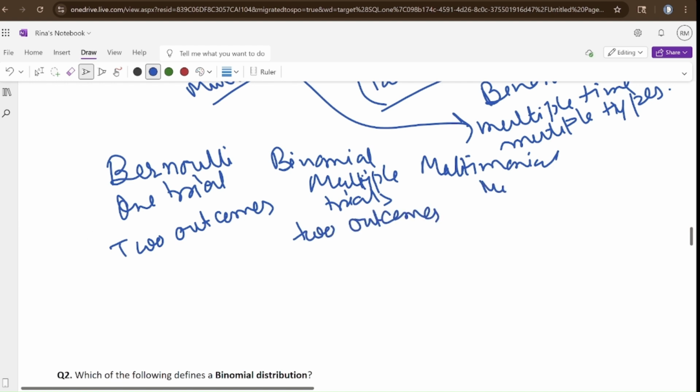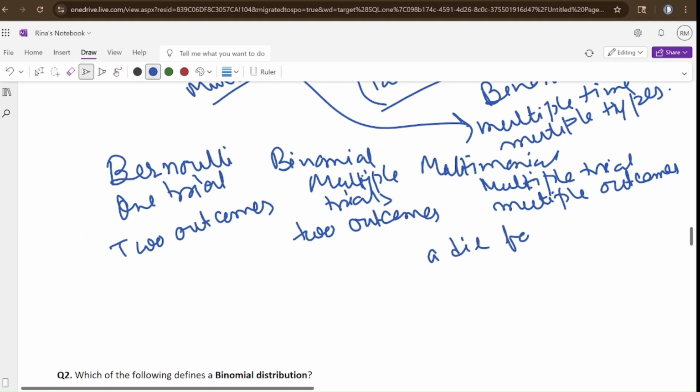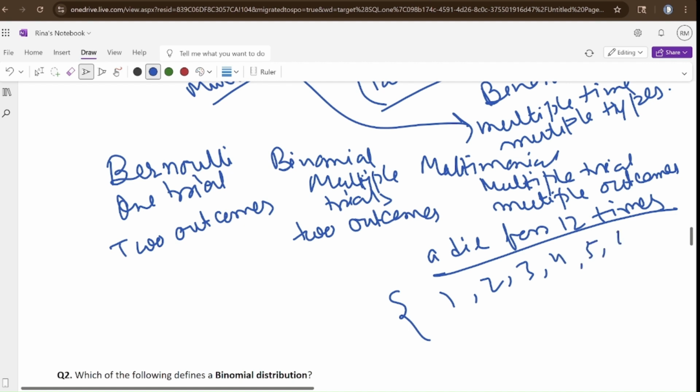Multinomial is multiple trials and multiple outcomes. Example is, let's say you throw a die. So your outcome is from 1 to 6 and you throw it multiple times. So let's say you throw a die for 12 times. First time it may be from 1, 2, 3, 4, 5, 6. Second time it may be from 1, 2, 3, 4, 5, 6. This way it will continue 12 times. So you are doing multiple trials and multiple outcomes. Okay. So you understand the difference between these three.